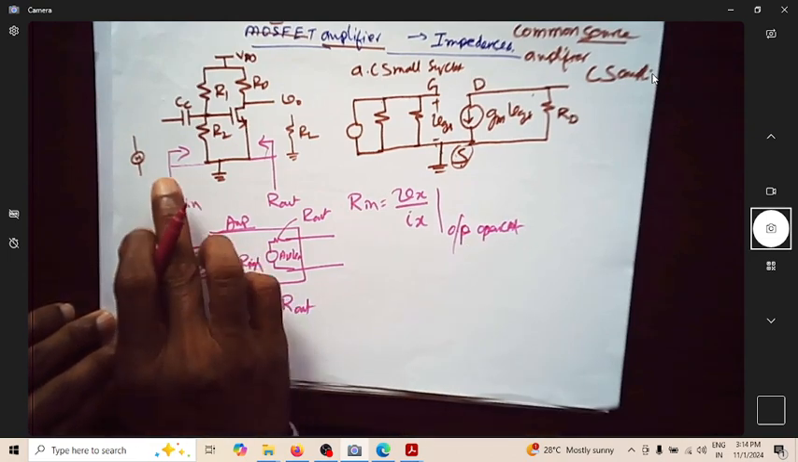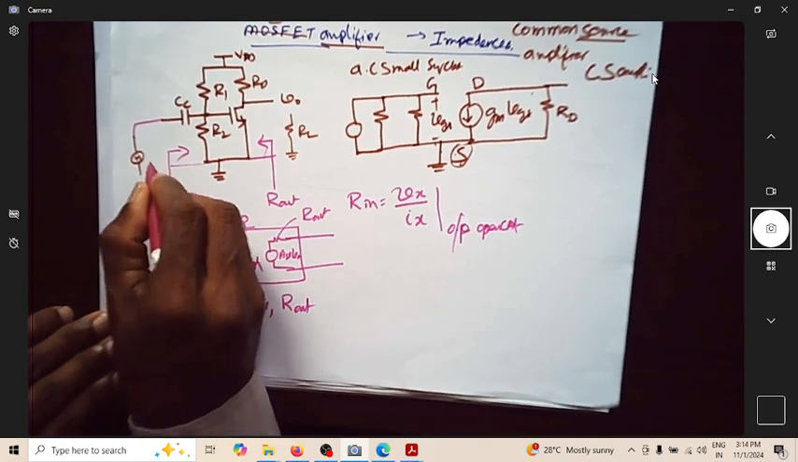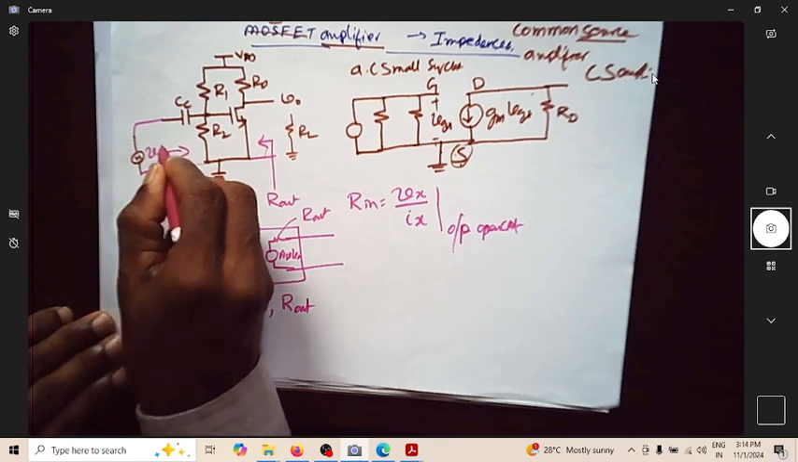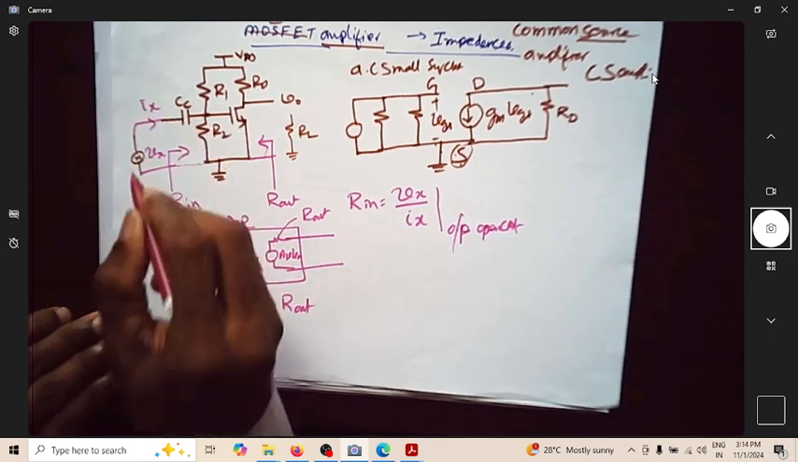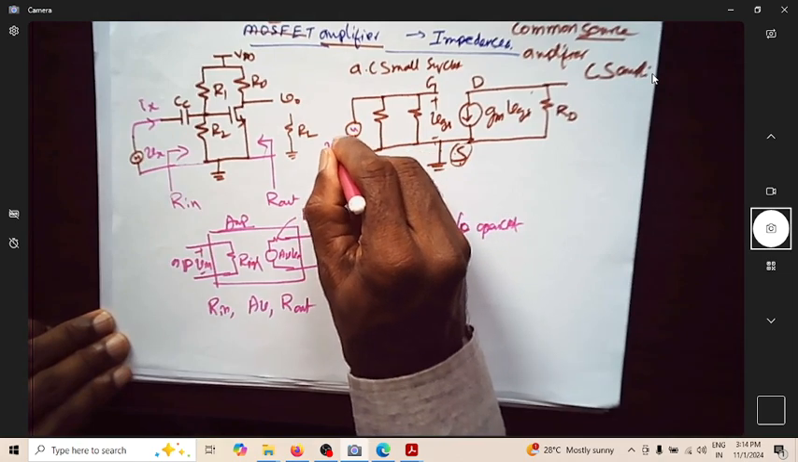So now we see this is the input signal. I will apply a dummy source Vx. I'll try to find out what is Ix here. So this is my AC circuit. So I will apply a source Vx.